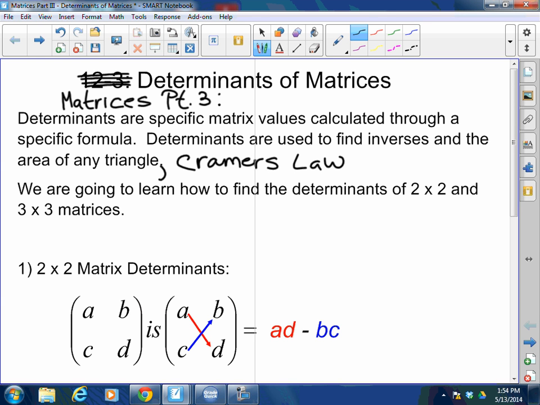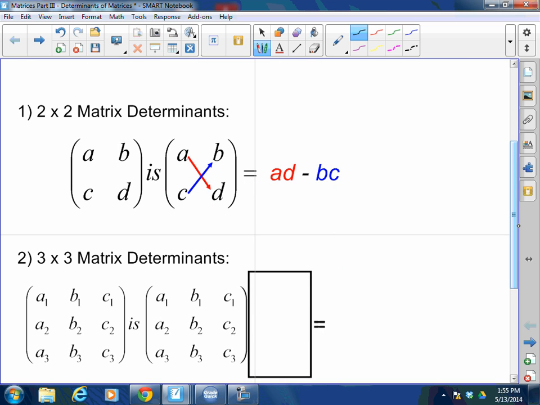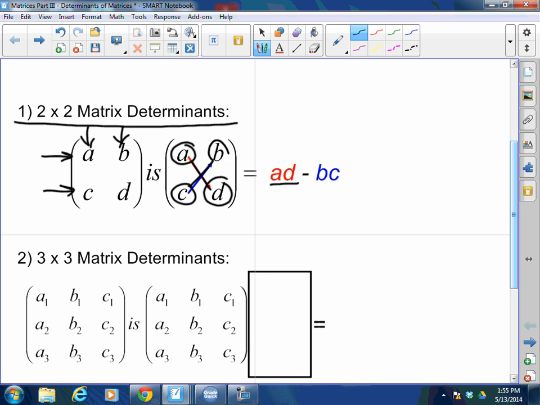But before we can find inverses or find areas or use Cramer's, we're going to have to know how to find determinants. So let me show you, because it's really simple. First of all, we're going to learn how to do a 2 by 2. This one is beautiful, guys. Remember, when you have a 2 by 2, you've got 2 rows by 2 columns. And the formula for the determinant of a 2 by 2 is real simple. A times D, multiply these two, and then multiply these two, and it's the difference of those two.